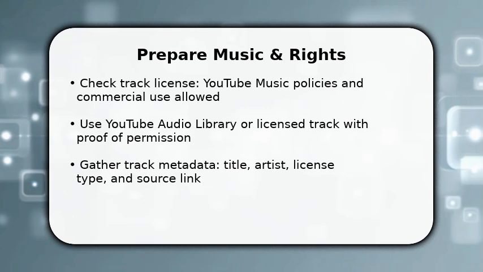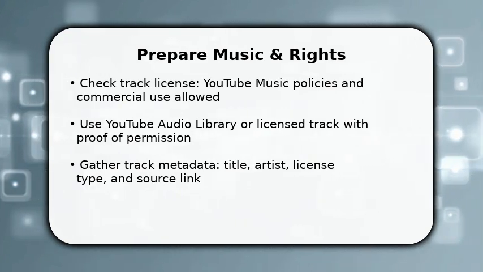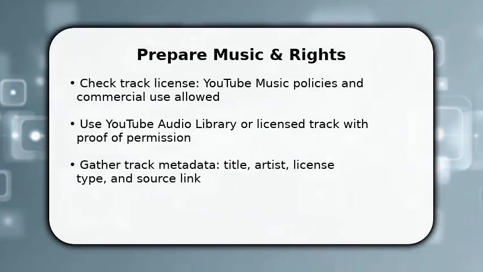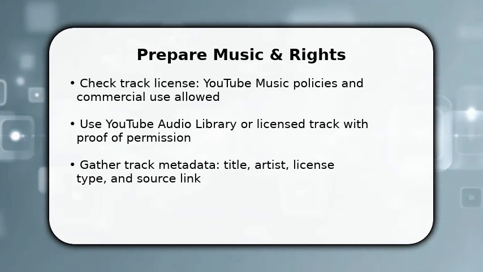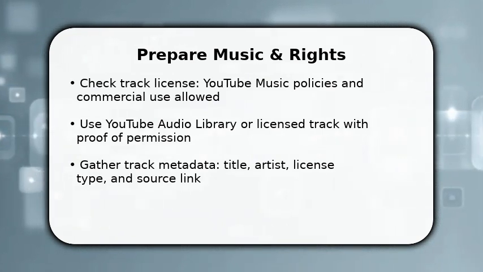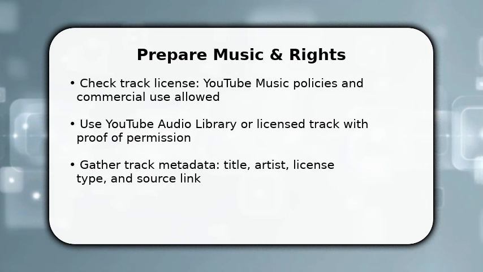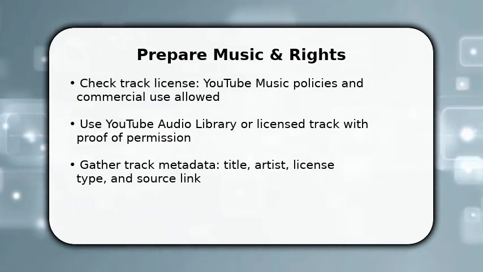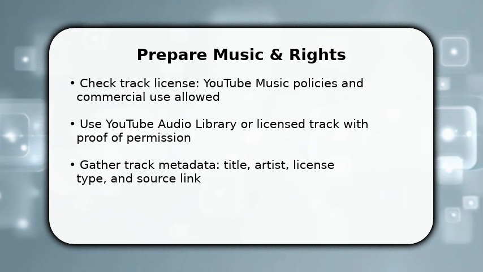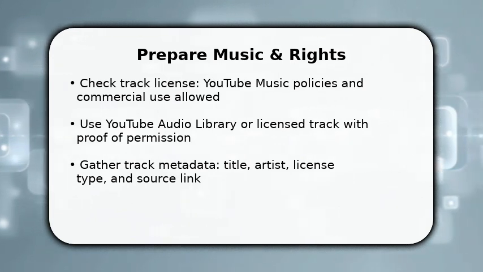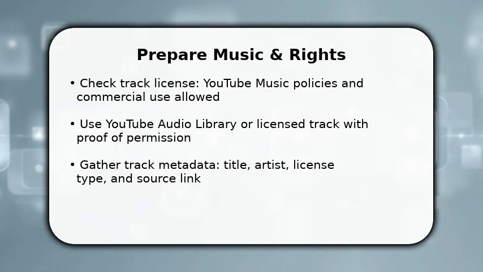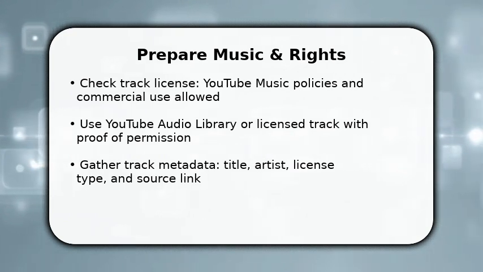You start by confirming rights and picking your track. This saves time later. Open YouTube Studio and locate your chosen song or download from the audio library, because verified sources prevent strikes. Once done, collect proof of license or a download receipt and copy the track metadata: title, artist, license type.